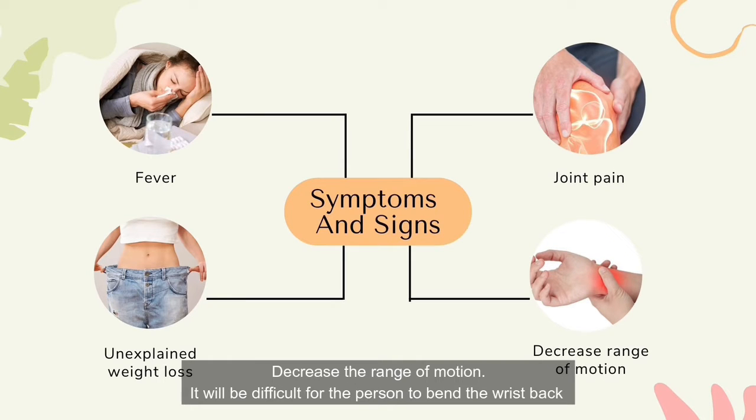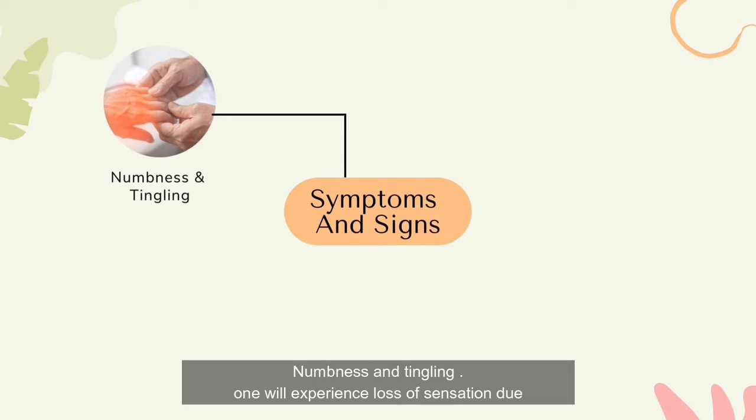Decreased range of motion. It will be difficult for the person to bend the wrist back and forth due to the joint damage, and it also affects tendons and ligaments. Numbness and tingling. One will experience loss of sensation due to the nerve compression caused by inflammation in the joint.